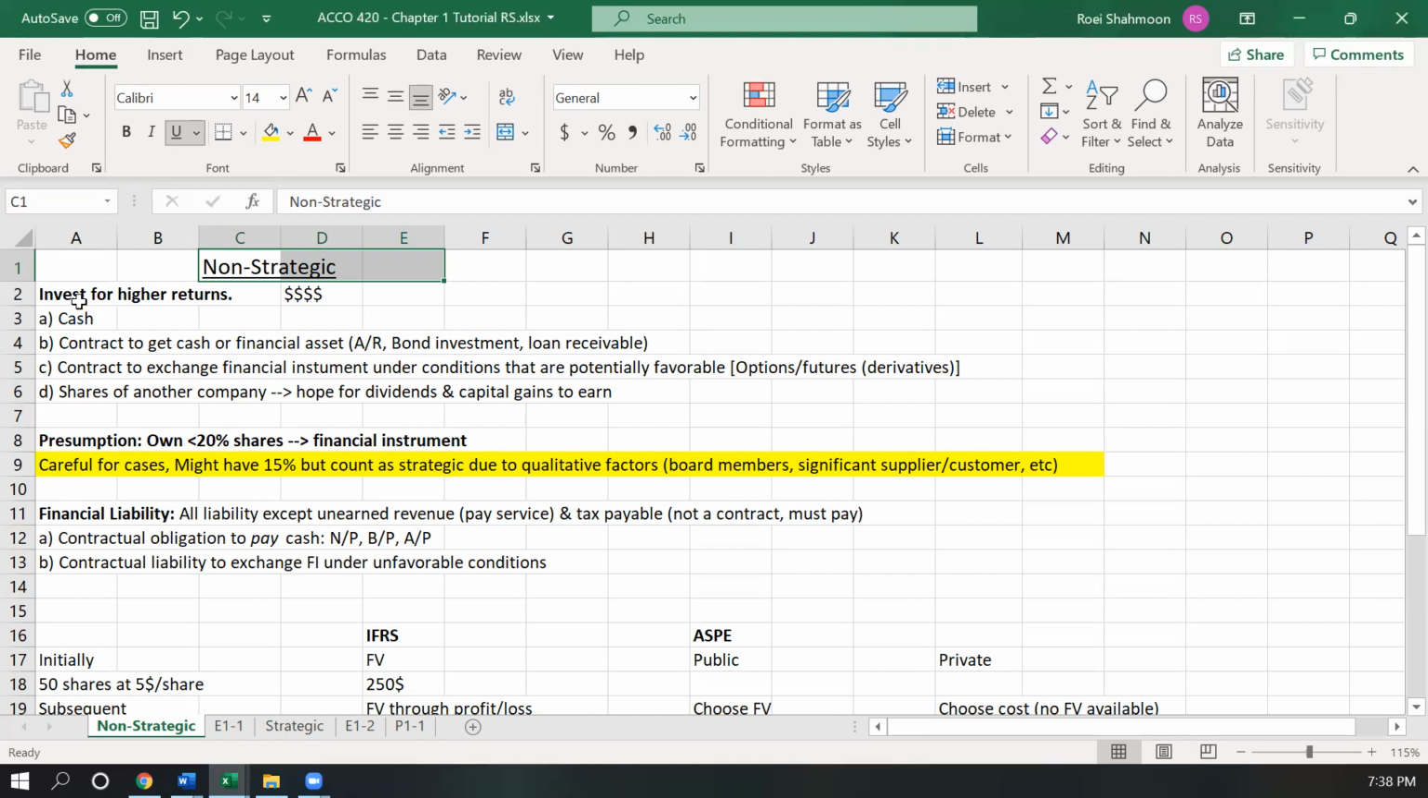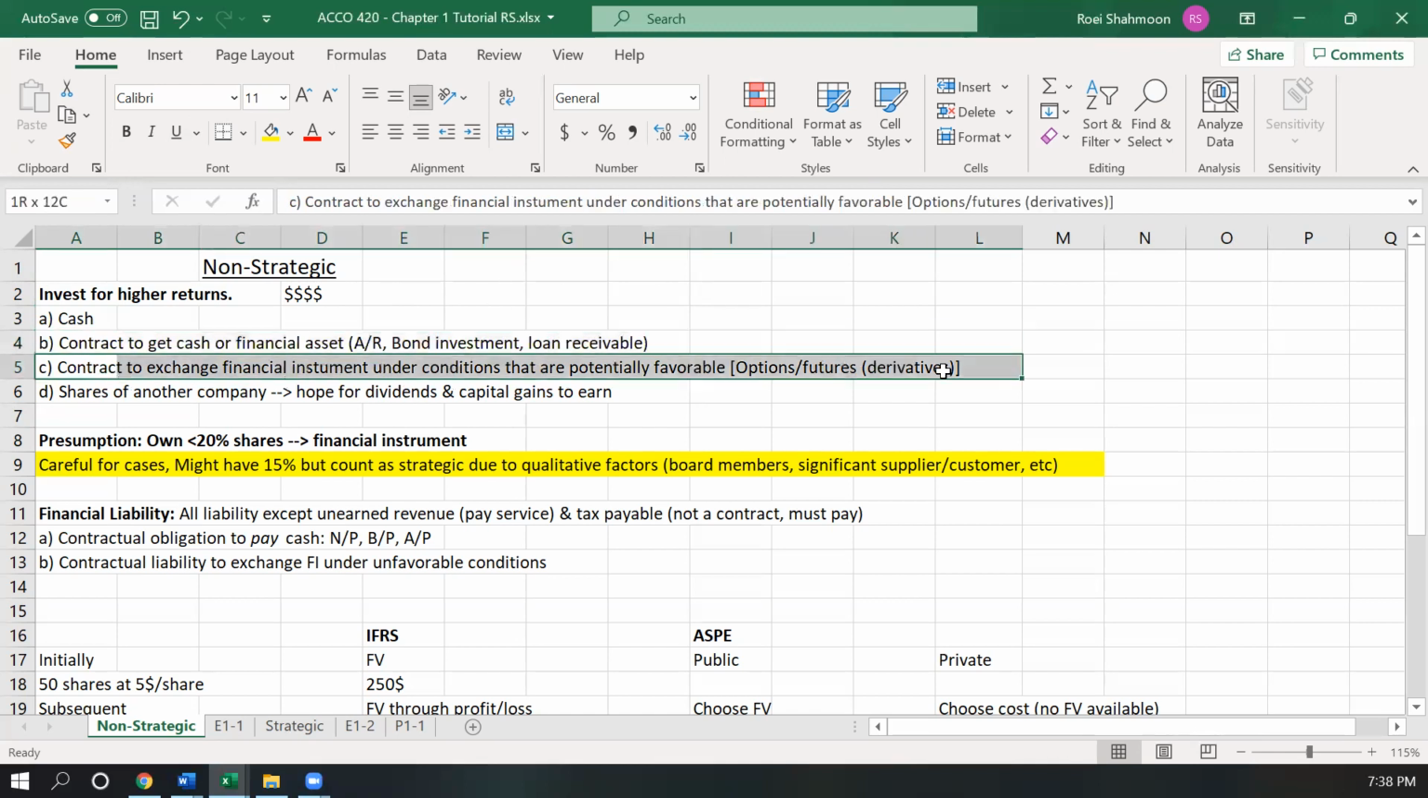Now, the way for companies to invest to get those higher returns is, you guys know the basic cash, just pay cash and you're going to get some investments. You can have a contract, which we've seen in ACCO420, some accounts receivables, bond investment, or loan receivables. Okay, and that's kind of like a promise to get cash at a later date. You can also have something like an option or a future.